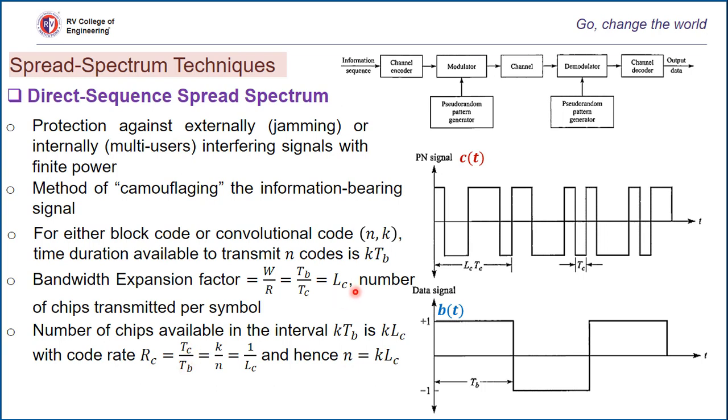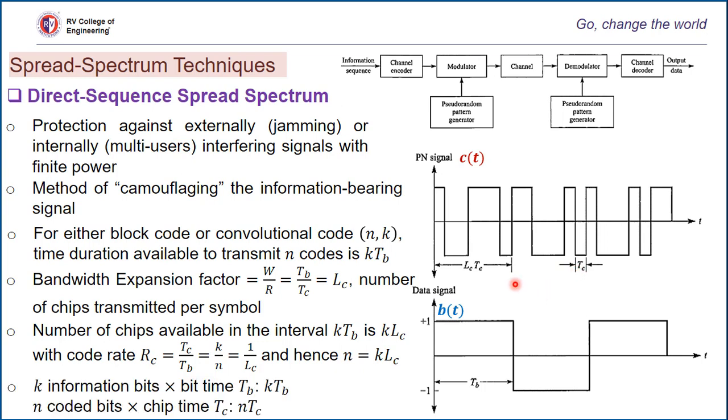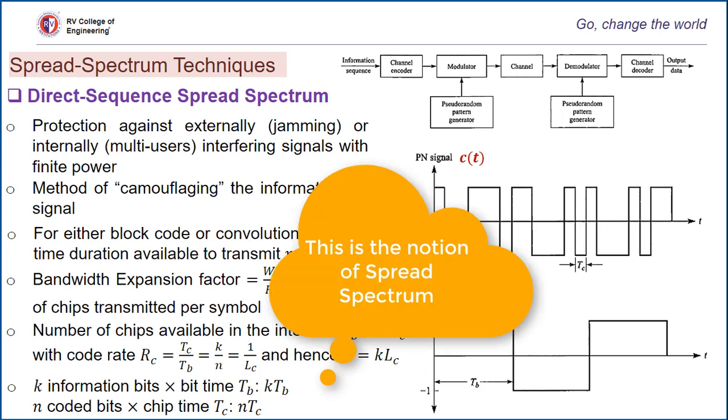Tc over Tb is 1 over Lc, the inverse of this, and we know that k by n refers to the information bits and the coded bits, and hence we can easily find that n is equal to k times Lc. So this is how we can find out how many chips are transmitted in a symbol duration. How is this accomplished? We have seen that this is accomplished by chopping the information-bearing signal, with each chip being Tc in duration. So this is with respect to, in general, obtaining a spread spectrum modulated signal.